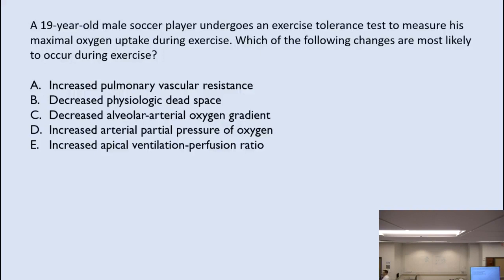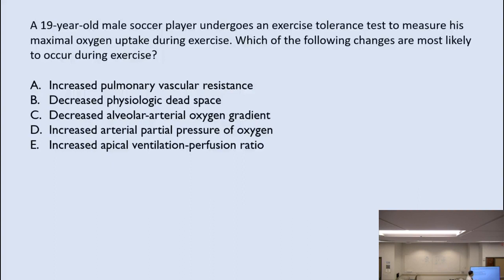You have a 19-year-old male that undergoes an exercise tolerance test, so he's going to exercise like crazy, trying to measure the maximal oxygen uptake during exercise. Which of the following changes are most likely to occur during exercise? That's the question. The upper part is not important at all. If you read only the "which of the following," you notice that the history about the guy is not important at all. When you see a long question, start reading from here, and you determine if you need to read the other thing or not.